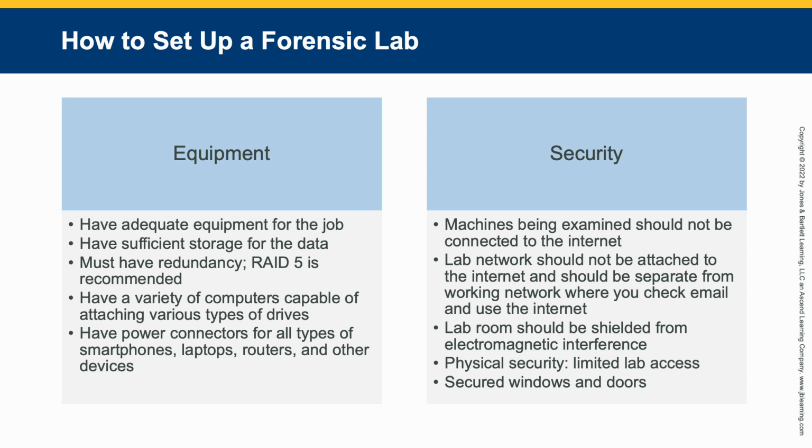Security is significant. Machines being examined should not be connected to the internet. The lab network should not be attached to the internet and should be separate from the working network where you check email and use the internet. Lab rooms should be shielded from electromagnetic interference. Physical security is limited. Lab access is secured. Windows and doors should be secured in the room where you're conducting your work.